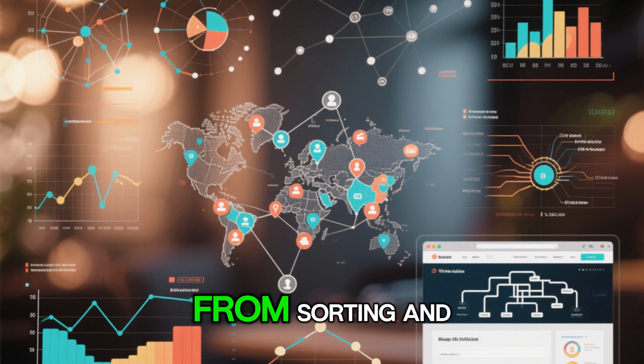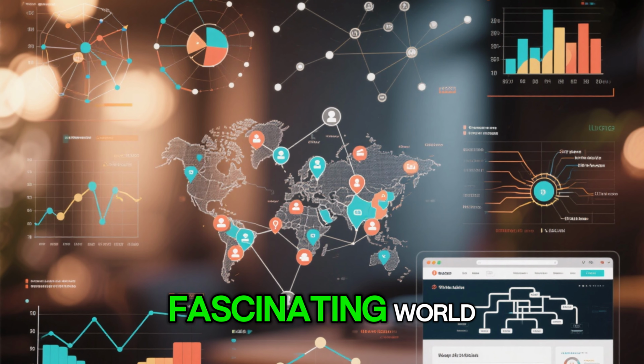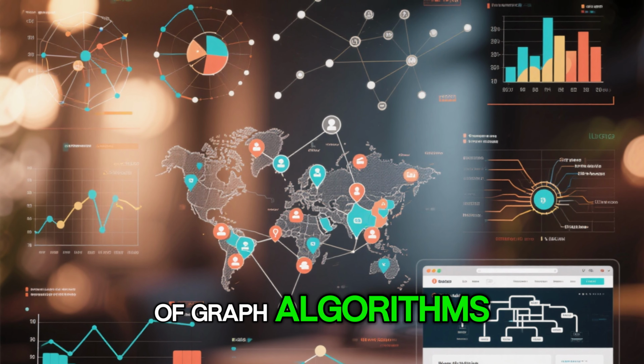Alright, moving on from sorting and searching, let's venture into the fascinating world of graph algorithms. Graphs are everywhere in programming. Social networks are graphs of people. Google Maps is a graph of locations and roads, and the internet itself is a giant graph of web pages.